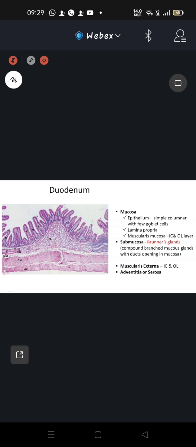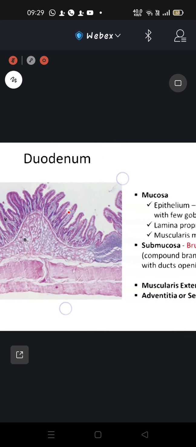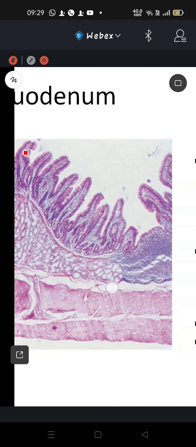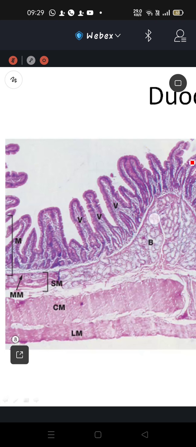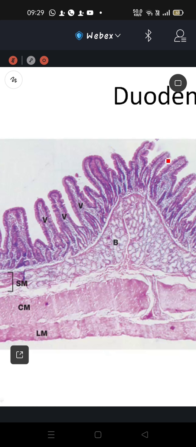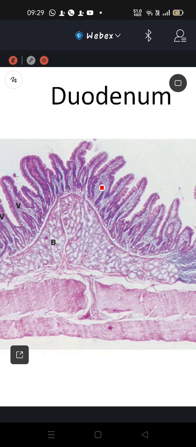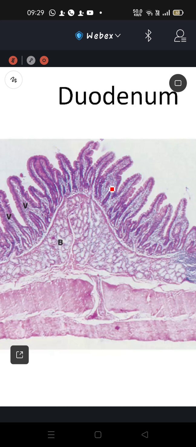Now starting with the mucosa of the duodenum, it has a lining epithelium, which is simple columnar epithelium, interspaced by a few goblet cells, which are empty looking cells, as we can see here. Otherwise, it is a simple columnar epithelium. This rests on loose connective tissue having a diffuse lymphocytic portion. So this is the lamina propria.